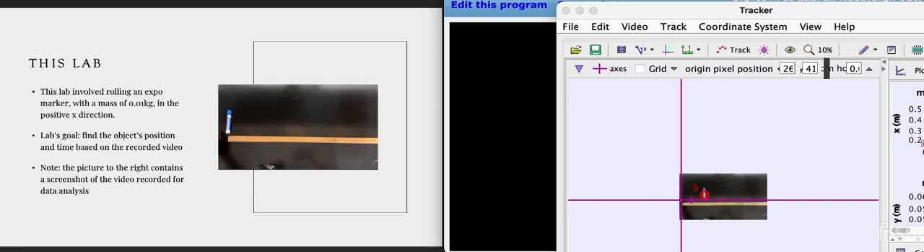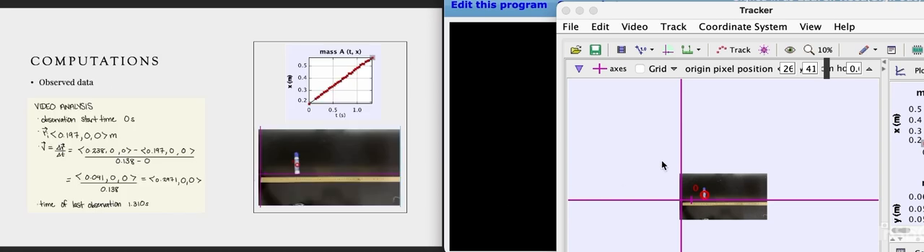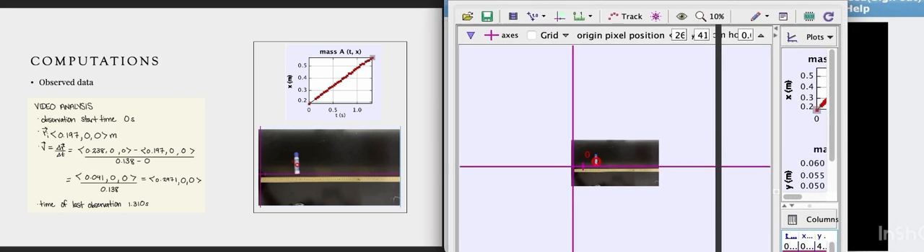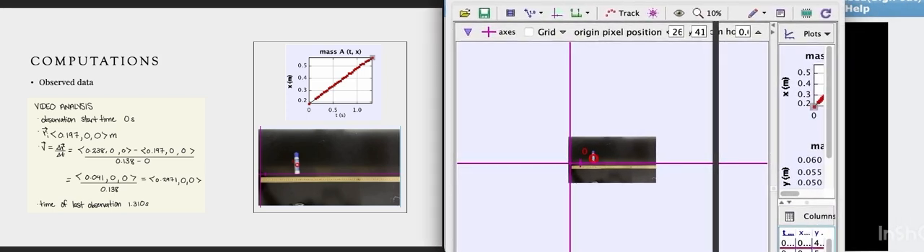This lab involved rolling an expo marker in the positive x direction. The goal of this lab was to find the object position and time based on a video recording of the object in motion. To construct a video analysis, the initial conditions must first be identified. In this case, the initial velocity vi, the initial position ri, and the initial time ti were all considered to be zero. This is useful for both the prediction and the actual data.